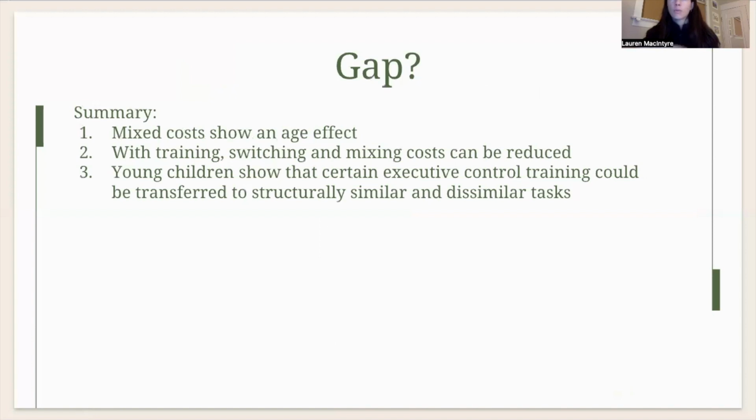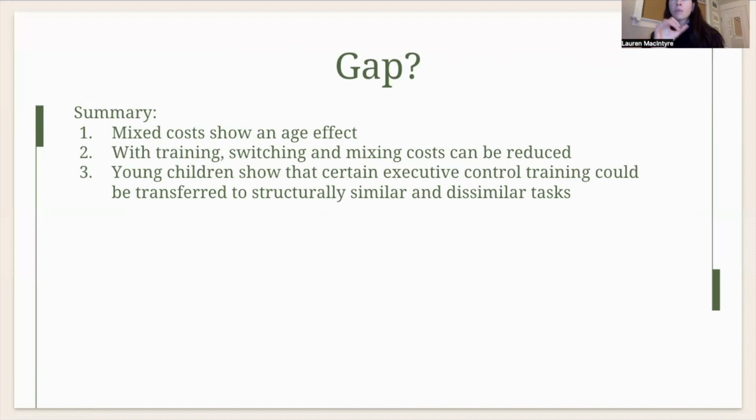So the gap. What we know so far is that mixed costs show an age effect. Specifically, we can see that young adults have the least amount of mixing costs. And then with training, switching and mixing costs can be reduced. So practice is increasing performance. And then younger children show that certain executive control training could be transferred to structurally similar and dissimilar tasks. So we can see evidence that children do show near and far transfer, but there's a lot less evidence specifically in older adults comparing the two.